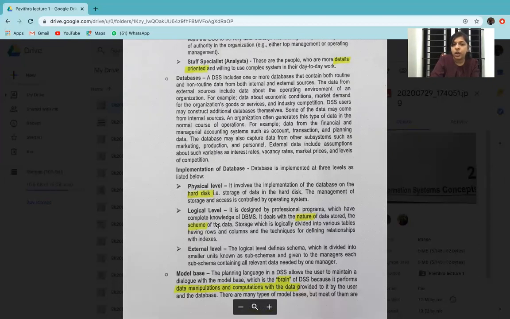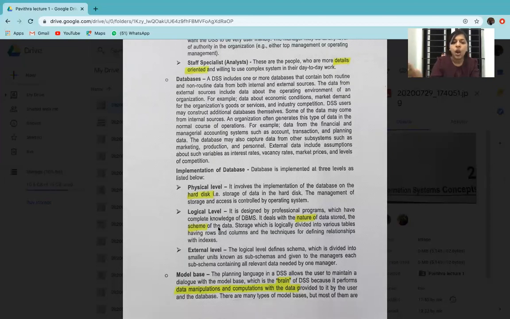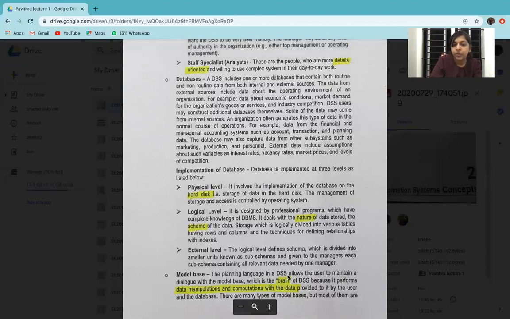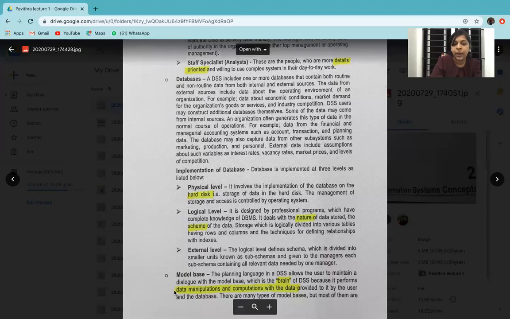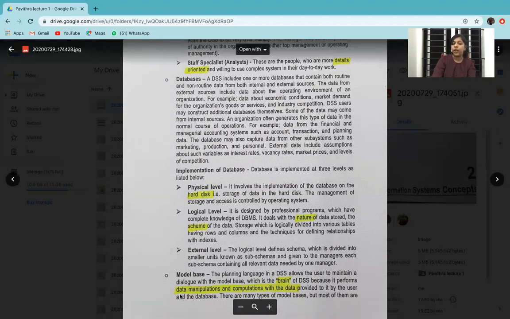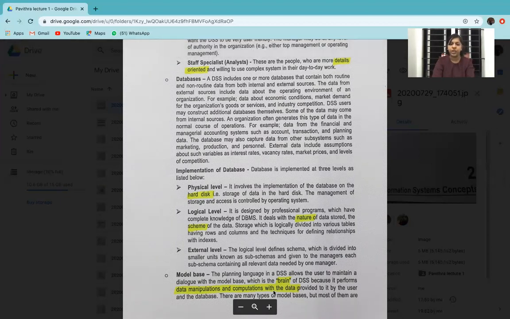Okay, now we have the user, now we have the database. What comes in next? Next is the model base. Model base is the brain of DSS because it performs data manipulations and computations with the data provided. So model base is like the mediator who tries to solve every problem.